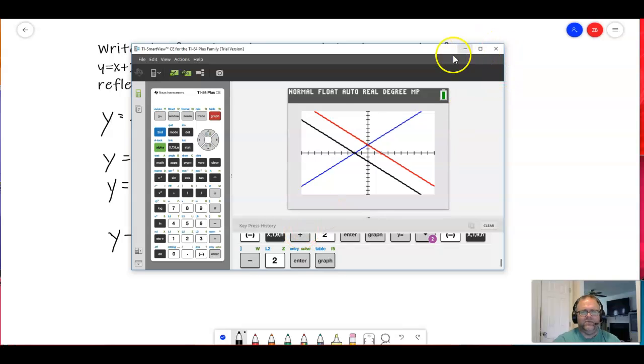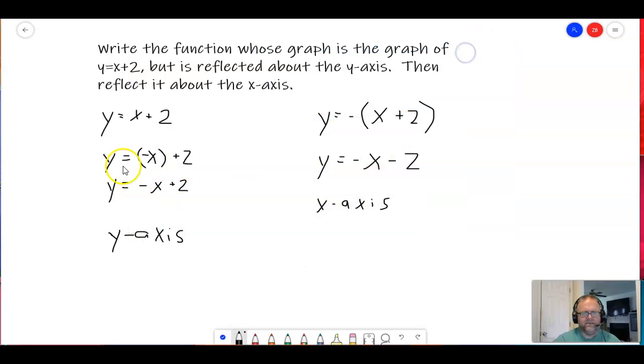And that's it, and it works with any function like that. For reflecting across the y-axis, we just replace the x with the negative x, and for reflecting across the x-axis, we multiply f of x by a negative, which is just multiplying the entire function by a negative.